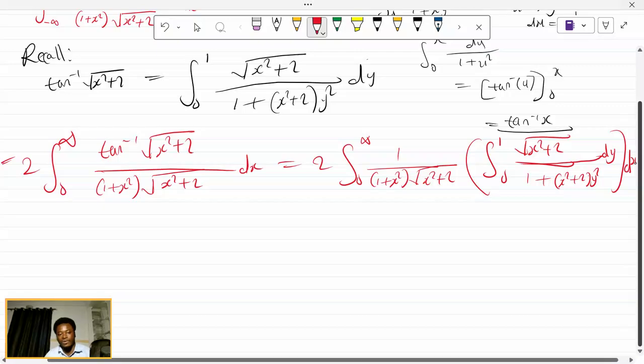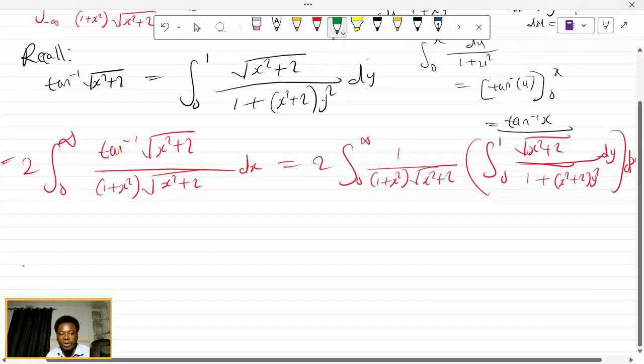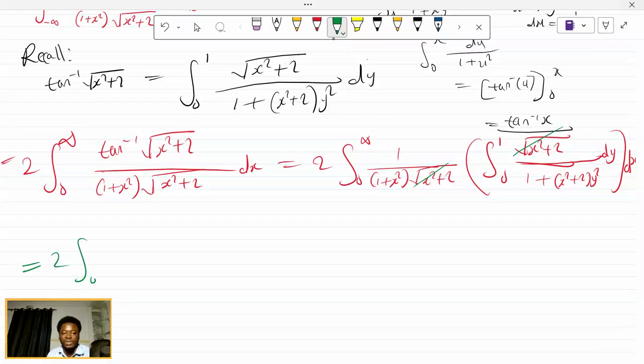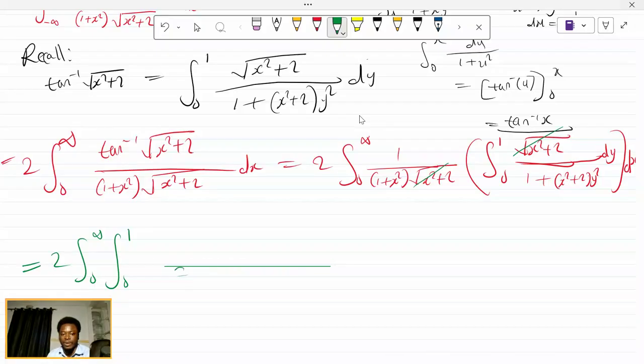So now obviously the square roots cancel out, and you end up with twice the integral from 0 to infinity of the integral from 0 to 1 of 1 divided by (1 plus x squared) times (1 plus 2y squared x squared), then dy dx.